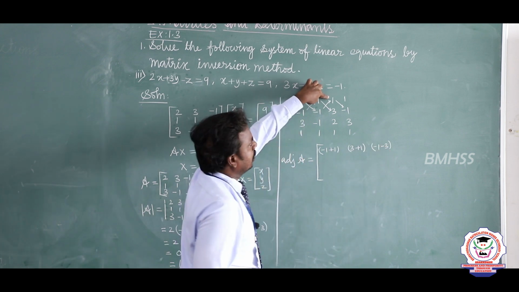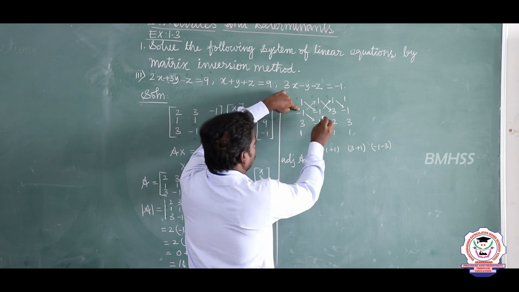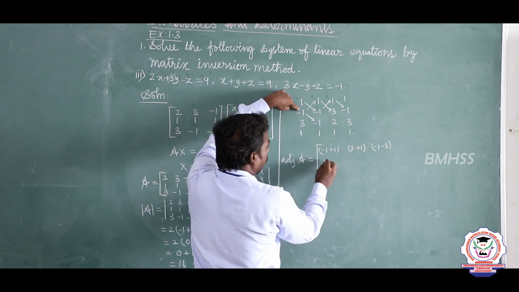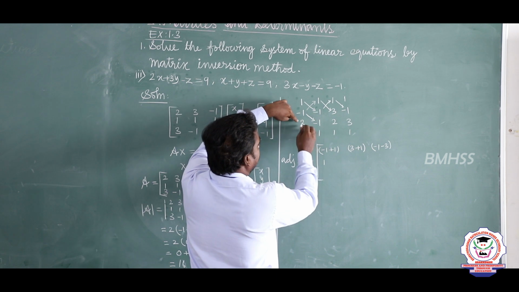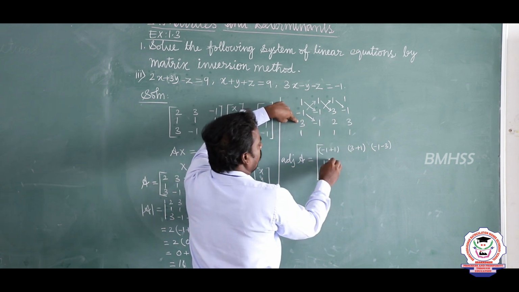You all clear? Now, second row, first column: minus 1 into minus 1, plus 1. And 3 into minus 1, minus 3. Another minus should come. So, minus and minus, plus 3.